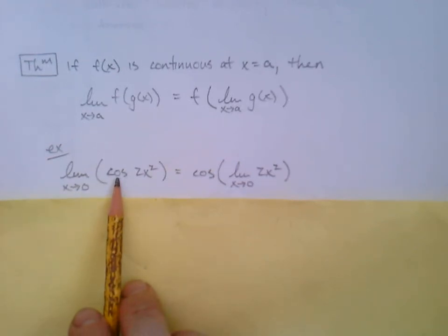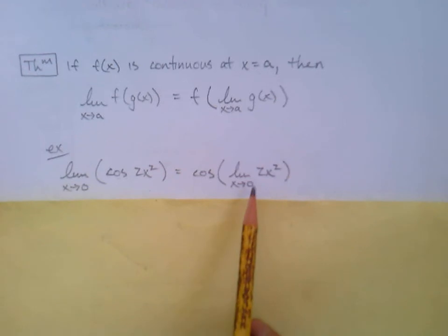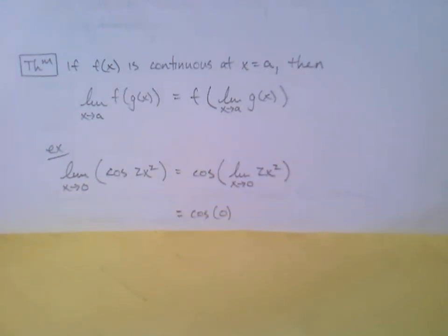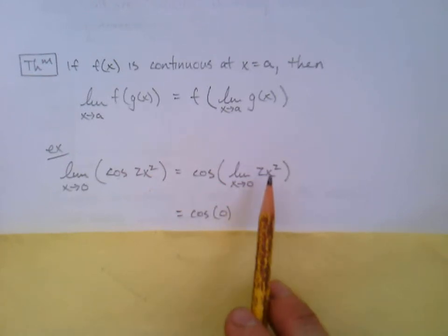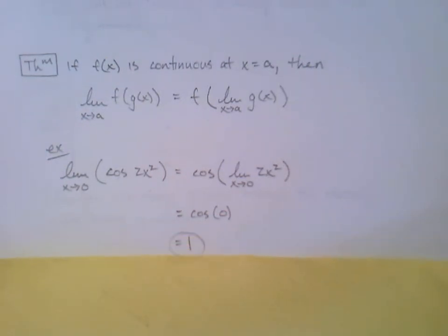Because cosine is a trig function, and because all trig functions are continuous on their domain, we can push that limit inside and do this limit of this polynomial first. So we know this one, we can just plug that 0 in, and 2x squared with the 0, 0 squared is 0, and we'll take that result and just put it into the cosine, and hopefully you remember the cosine of 0 is equal to 1.